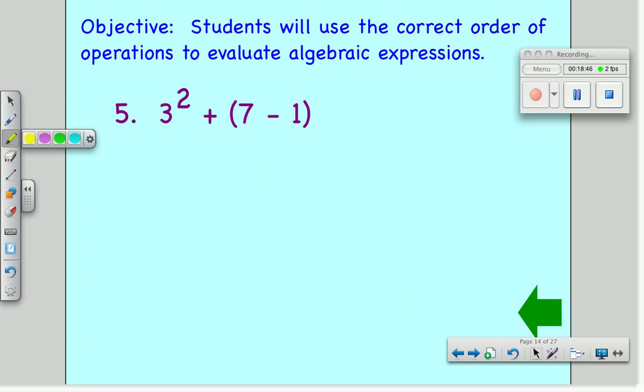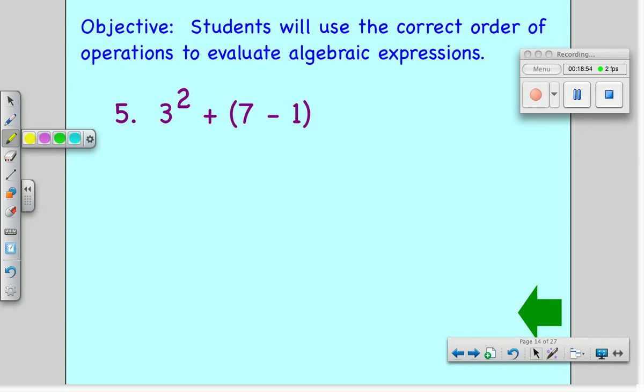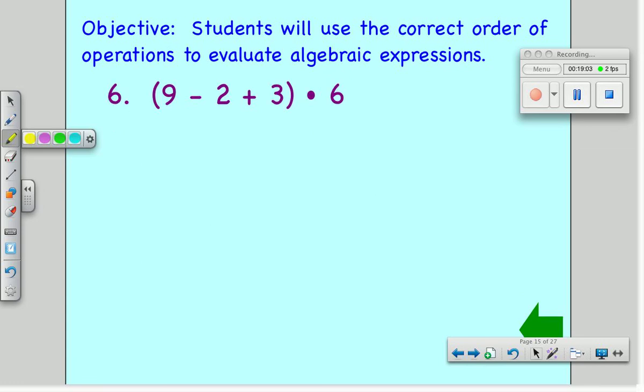I'm going to skip this one for now. Actually, I'm just going to skip it completely. Just remember, actually, let's look at it and you can just say out loud to yourself, what do we do first? Parentheses, what do we do second? Exponents. And here, what do we do first? Parentheses. Within the parentheses, as you can see, we have both subtraction and addition, so we would work the left to right rule. Okay? And then we have multiplication last.